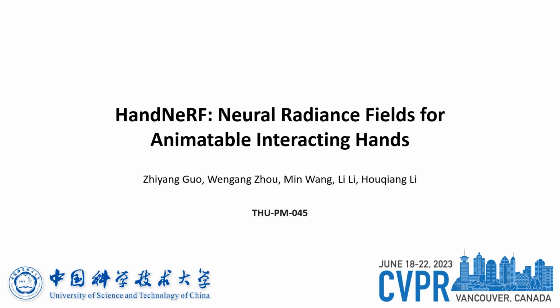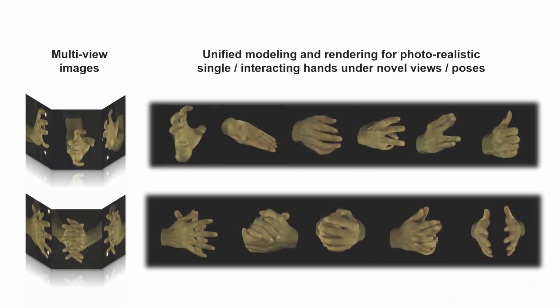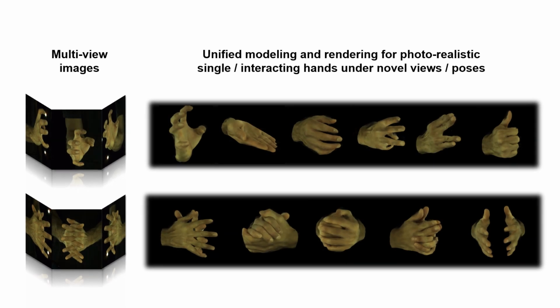In this video, we present HandNeRF, a novel framework to reconstruct accurate appearance and geometry with neural radiance fields for animatable interacting hands. Given a set of multi-view images capturing a pose sequence of a single hand or two interacting hands, HandNeRF models the scene in a unified manner with neural radiance fields, enabling the rendering of novel hand poses from arbitrary viewing directions.